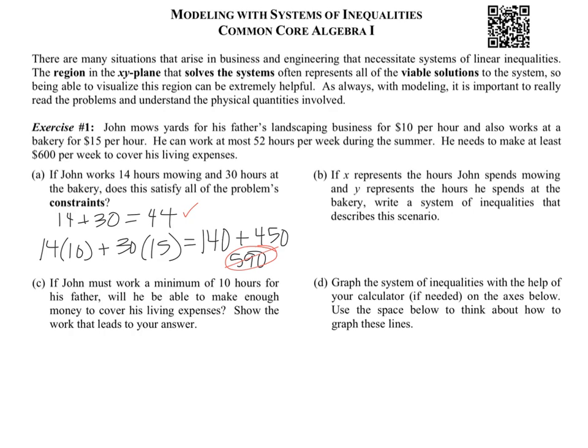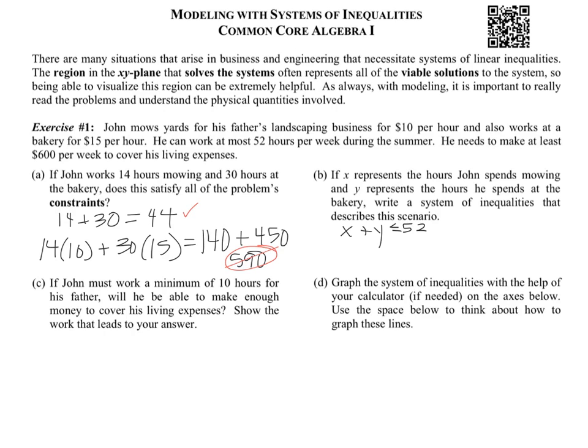So if X represents the hours that John spends mowing and Y represents the hours he spends at the bakery, write a system of inequalities that describes this scenario. So let's talk about hours. All of the hours mowing a lawn plus all of the hours spent at the bakery have to be at most 52 hours per week. So x plus y is at most 52, and we know that it's less than or equal to because he can work 52.